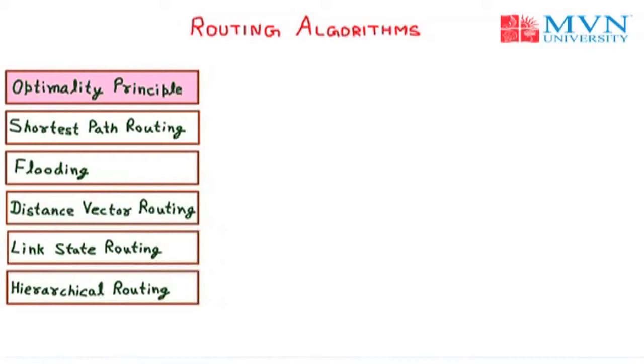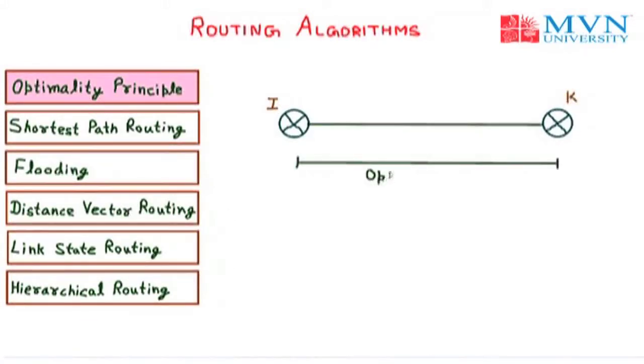Now the optimality principle. To understand the optimality principle, let us take the example of two routers. Suppose the name of the first router is I and the second router is K, and there is the optimal path from I to K. You may say the optimal path has the shortest distance. Suppose I am going to provide the name of the optimal path from router I to router K as small i. Now let us suppose there is one more router between I and K, that is J. So let us provide the name of the path from I to J as the small k, and from J to K as a small j.